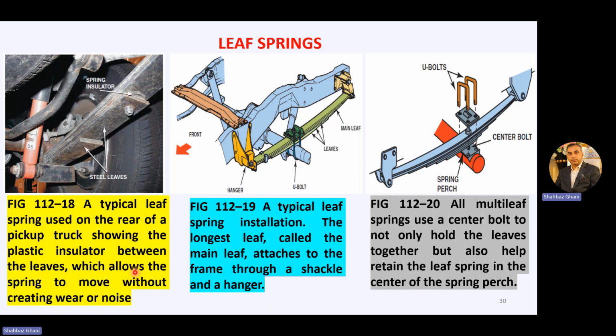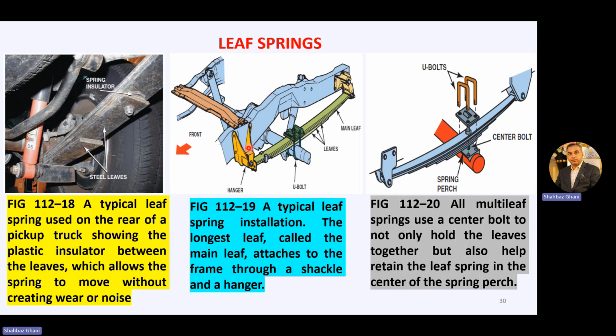As we have studied, when we join two metal parts, there should be some rubber arrangement or some gasket arrangement to avoid the noise and the vibration while they are functioning. So a typical leaf spring used on the rear of a pickup truck, showing the plastic insulator here when it is bolted or fastened there, insulator between the leaves, which allows the springs to move without creating wear or noise.